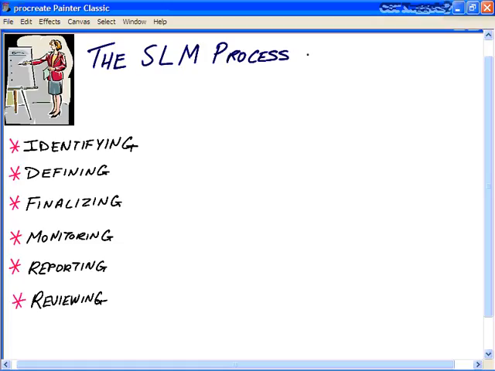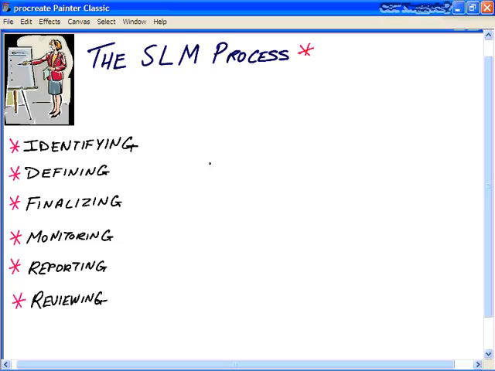Like all of the other IT services, the service level management module or service has its own activities or its own process. And also like the others, there's about 6 or 7 steps to this process: identifying, defining, finalizing, monitoring, reporting, and reviewing. This is the process. But remember, this is a high-level tactical approach, as the service level management team and the manager serves as the interface or the liaison between IT and the users and customers and others.